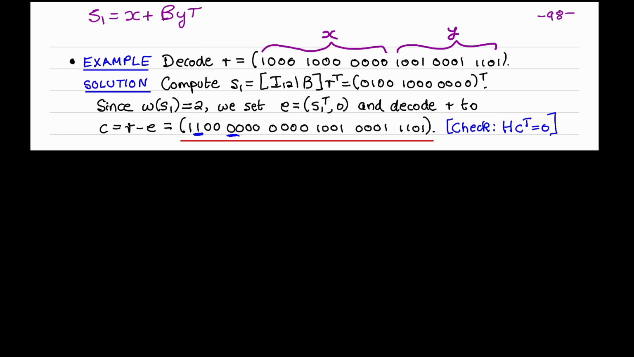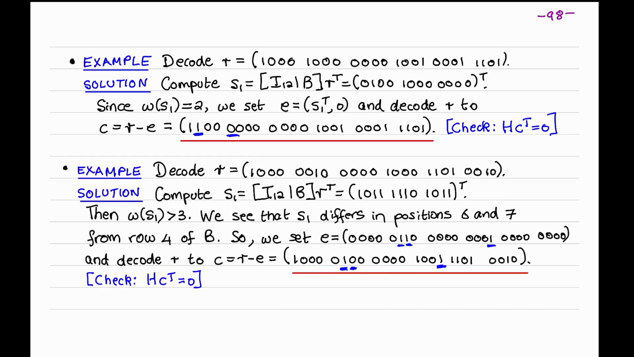We get the syndrome S1. Since S1 has weight 2, we set the error vector to be S1 transpose appended with 12 zeros, and decode R to R minus E. This is done by flipping X in the second and fifth positions. You can check that H times C transpose is 0, so C is indeed a code word in C24.